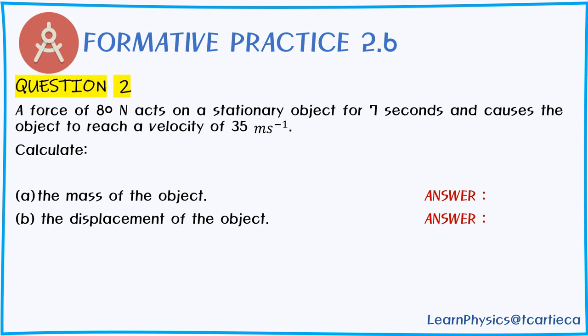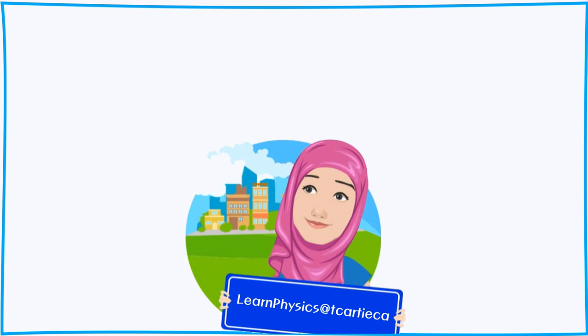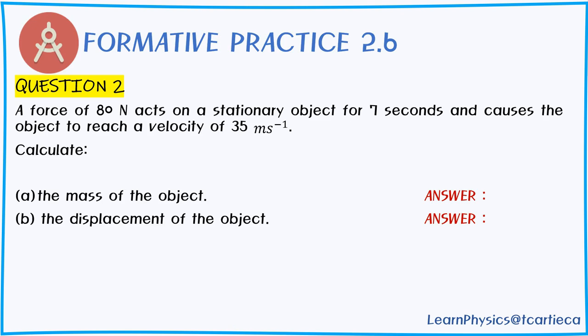And then question number 2. A force of 80 Newton acts on a stationary object for 7 seconds and causes the object to reach velocity 35 meter per second. So you have to calculate the mass of the object and the displacement of the object. Okay, the question, you can get the question in the textbook. Same question here. Soalan yang sama cikgu ambil daripada textbook. Formative practice 2 question. Please try. Okay, and then we will discuss later.